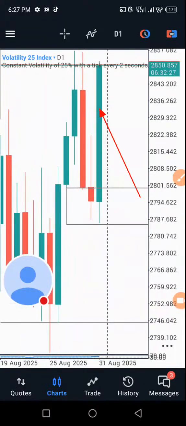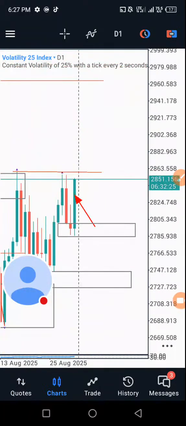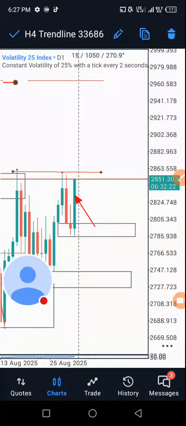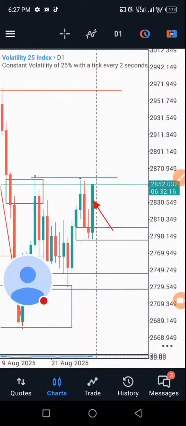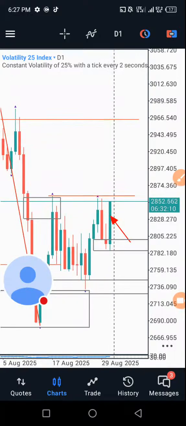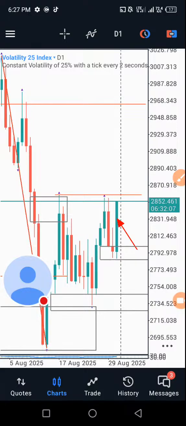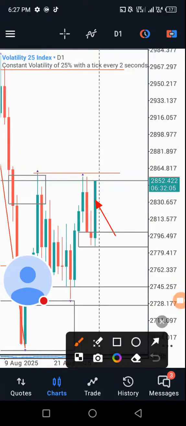So maybe price will break out today, or maybe tomorrow's candle will break it out. Whatever the case, we'll just wait, because we know that something is going to happen once price gets here or here. So these are the two places we are considering for our entry.